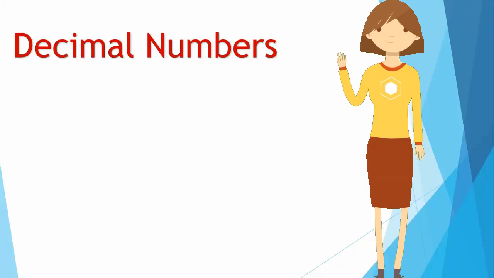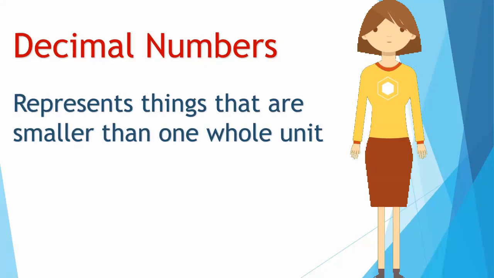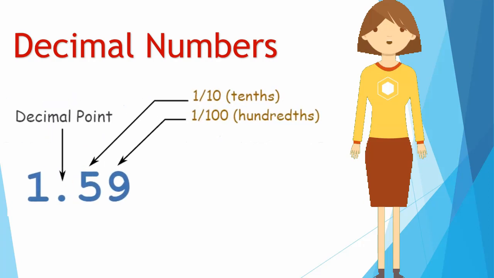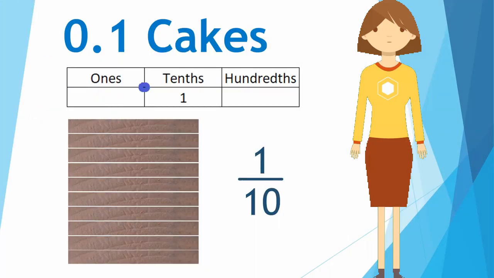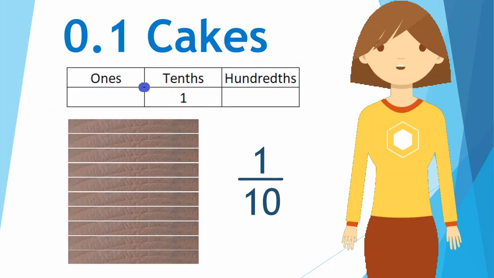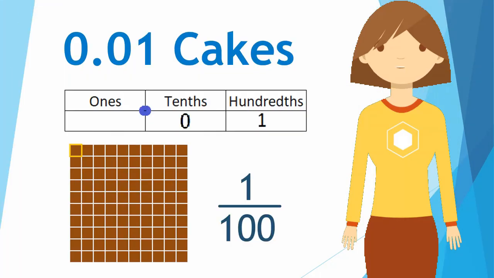Hi. Decimal numbers represent things that are smaller than one whole unit. For example, in the number 1.59, this is tenths place, this is hundredths place, and here is the decimal point. This number means 1/10, that is, 1 out of 10 equal parts. And this represents 1 out of 100 equal parts and is called 1/100ths.